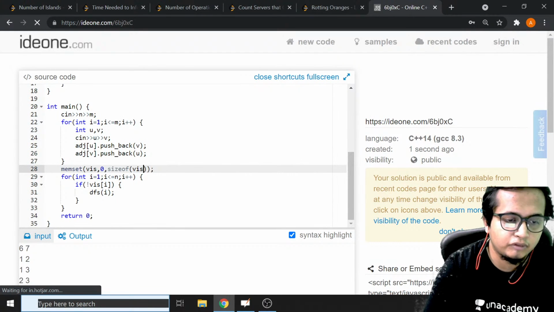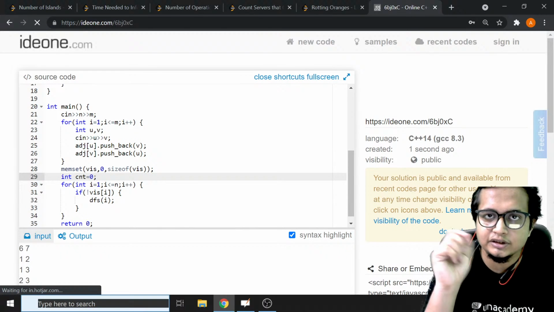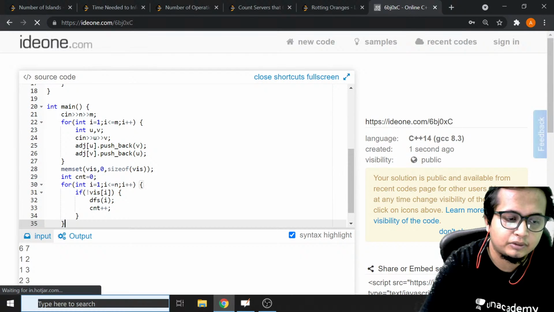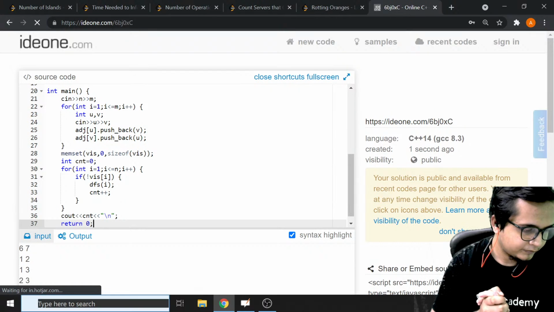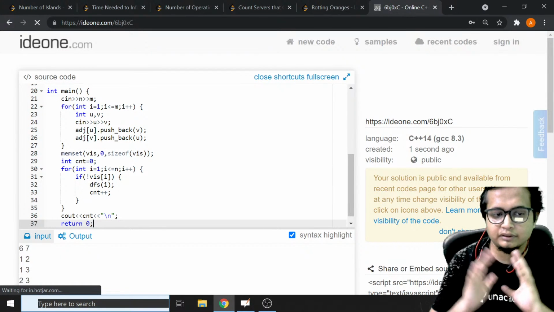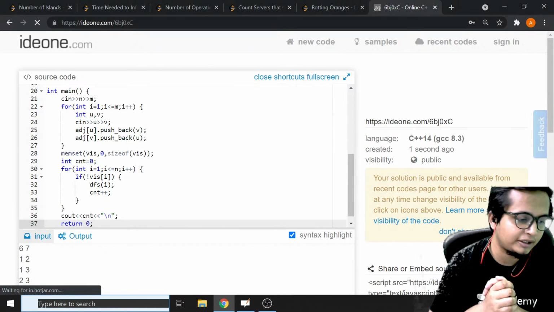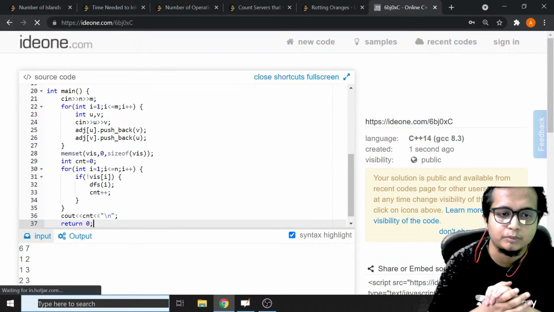If you want to find the number of connected components, then just initialize a count variable with 0, and every time DFS is called, just increment that variable. And in the end, you can print the number of connected components. Is the code absolutely clear to you guys, as well as the concept of connected components? So we can move on to the BFS code, and then we can move on to solving problems.